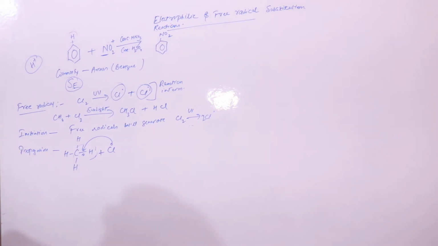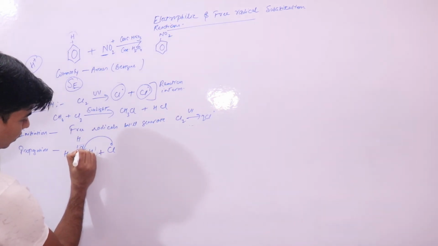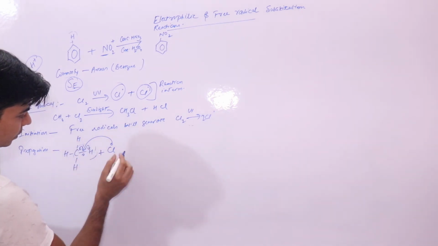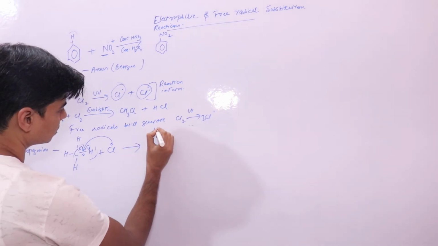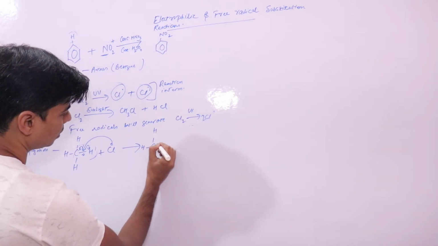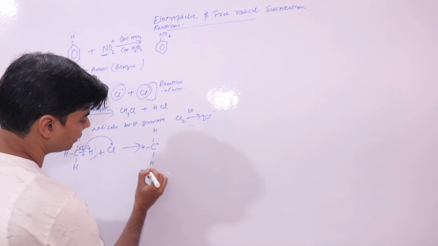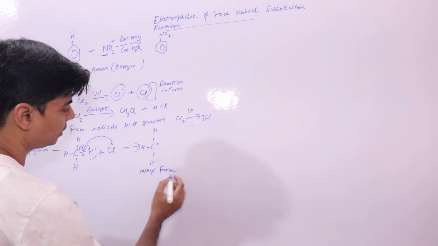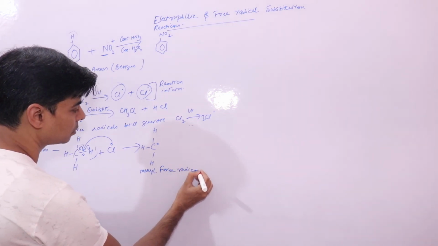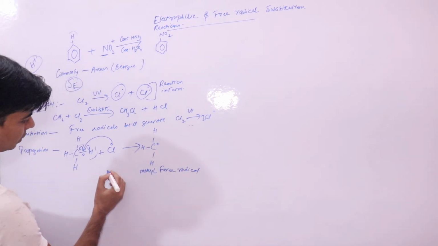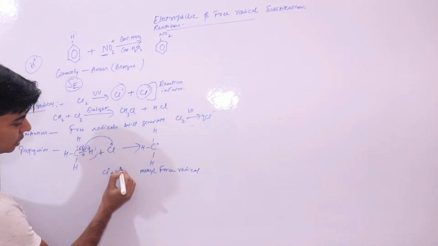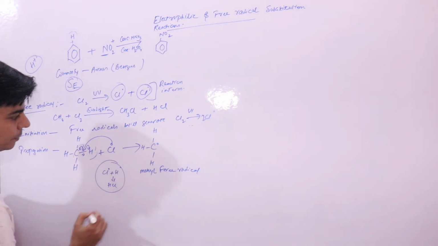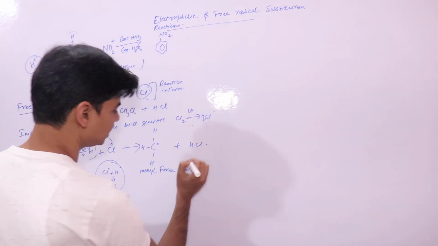This would be homolytic bond fission, where one electron will stay with methyl and one electron will go with hydrogen, like this. What it will form is your methyl free radical. And if you look at this, Cl will react with hydrogen to form HCl. Here it will form HCl.